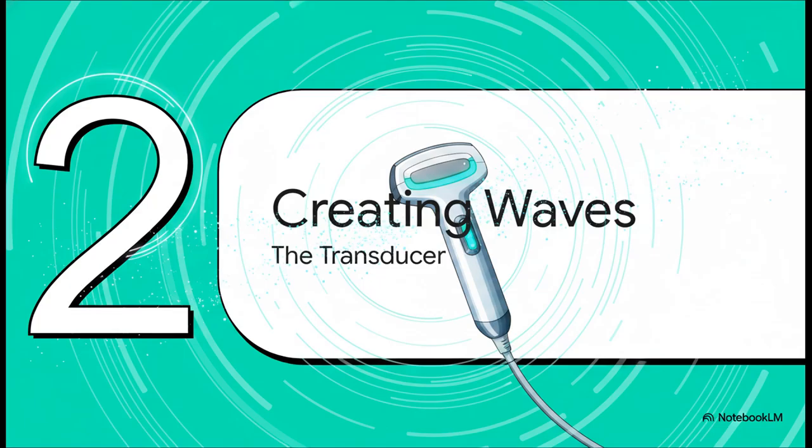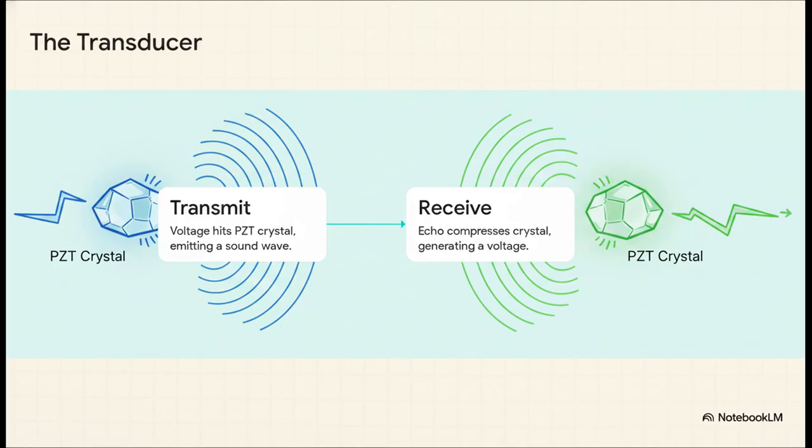Section 2. Creating waves. The transducer. So how are we actually creating millions of sound waves every single second? Well, the answer is the transducer. This is that wand touching the patient's skin. It's the exact place where electrical energy meets mechanical energy.